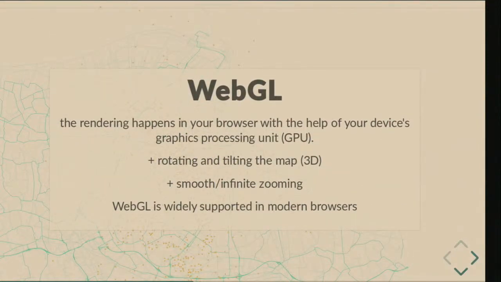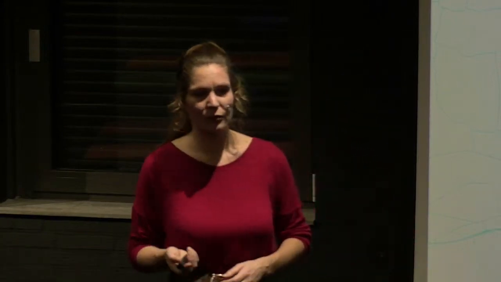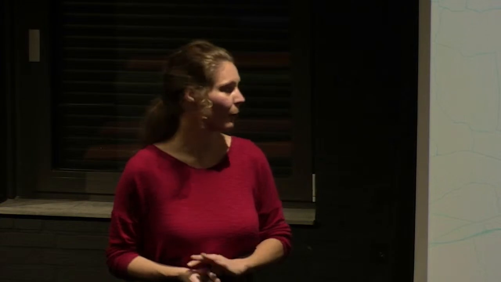Vector tiles are rendered with WebGL in the browser. WebGL is rendering with the help of your graphic processing unit. And the functionality that comes with this is that you can have a little bit of a 3D effect in the browser as well. So you can rotate and tilt the map, which was not possible before with the raster tiles. You have really smooth and infinite zooming, so you can also do overzooming. If you overzoom on a raster map, you eventually see pixels. If you overzoom on a vector map, you'll always see the vector. And I think WebGL is already supported in a lot of browsers.